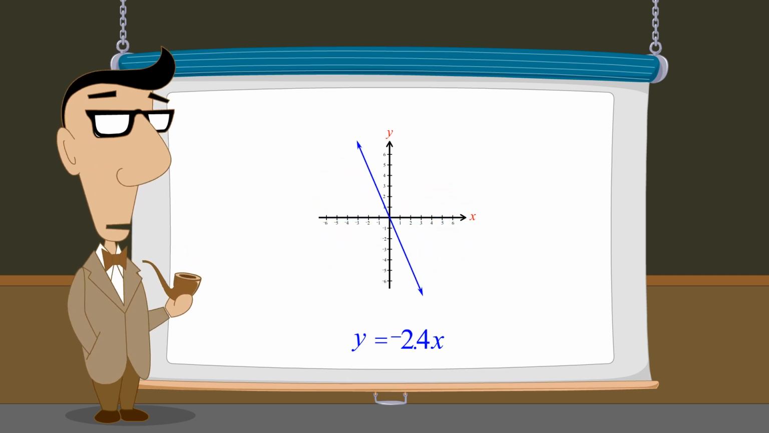In the next lecture, we will see how to create functions whose graphs are lines which do not pass through the origin.